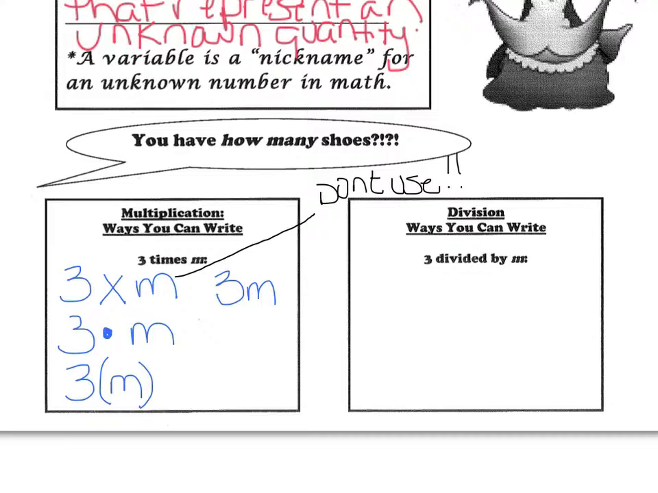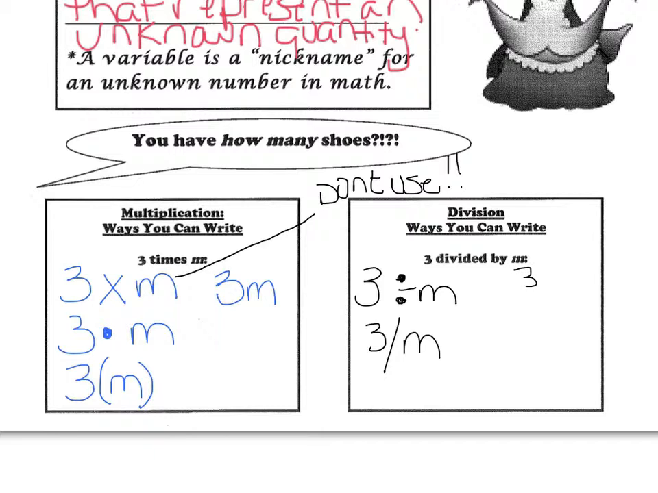So now let's look at division. What if we have 3 divided by m? What are some ways that we can write 3 divided by m? Okay, divided by, we have lots of different ways that we can write it. We can use the division sign, like 3 divided by m. That's one way to use it. We can use slash, 3 slash m like that, like a backslash.